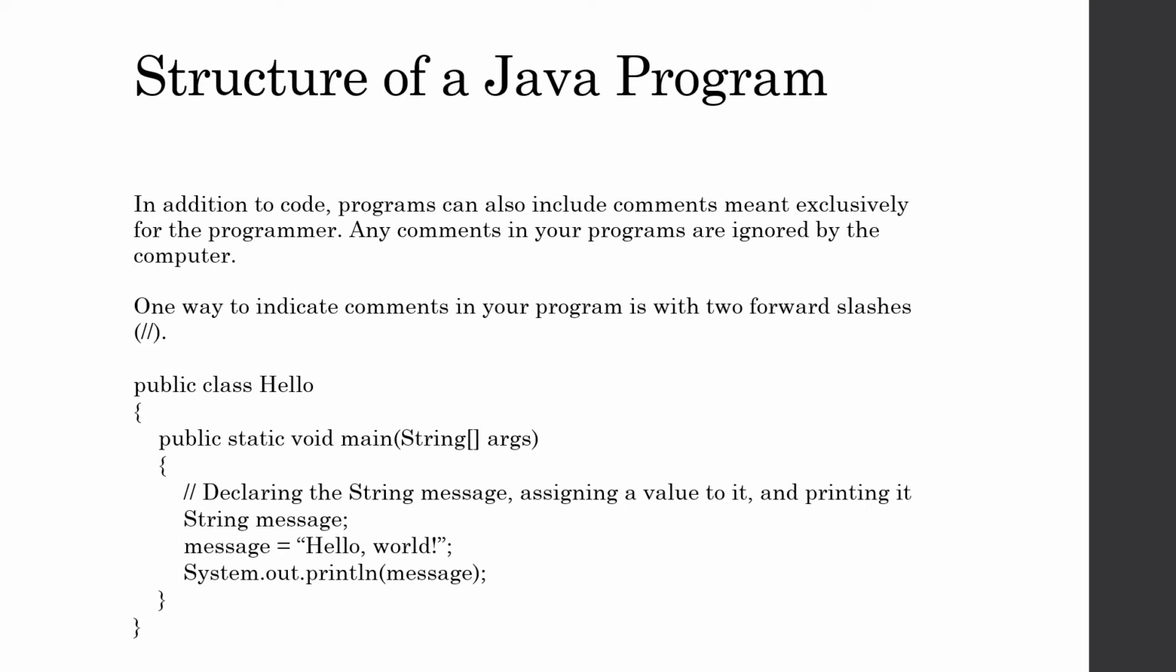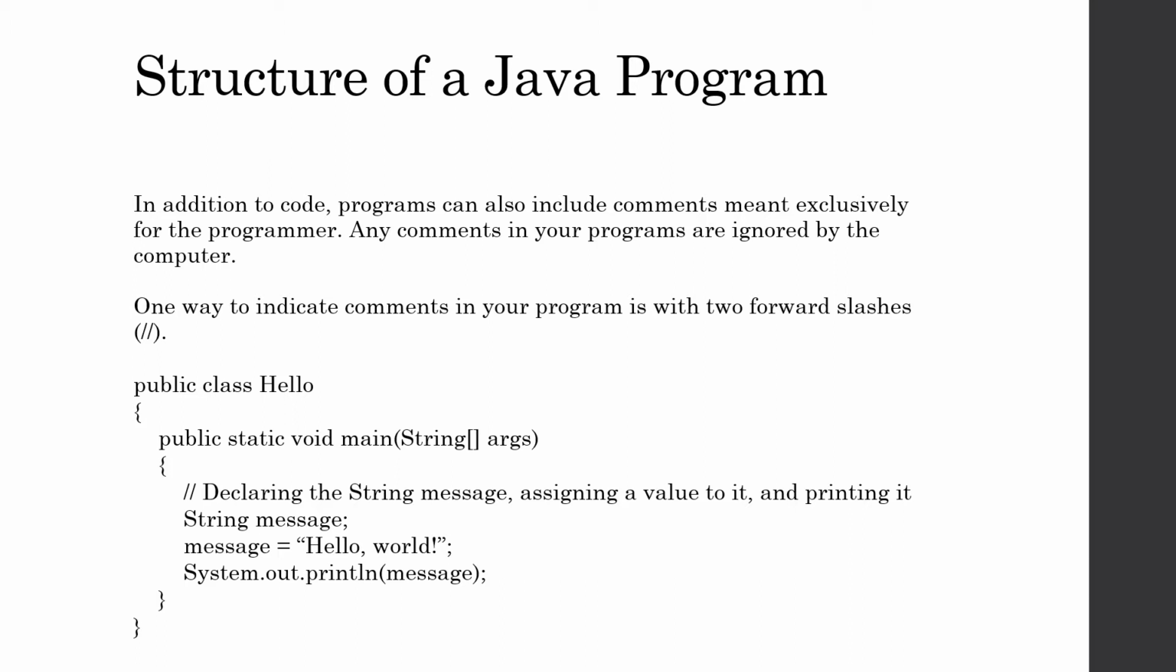Okay. In addition to code, your programs can also contain comments, which are meant exclusively for the programmer. Any comments in your programs are going to be ignored by the computer. More specifically, I'll talk a little bit more about this later. These are going to be ignored by another program on your computer, which is known as the compiler.